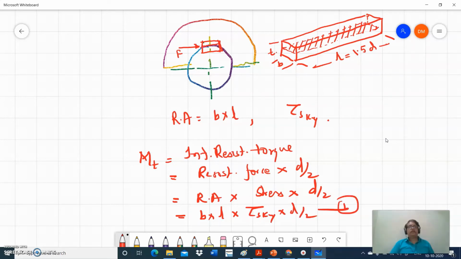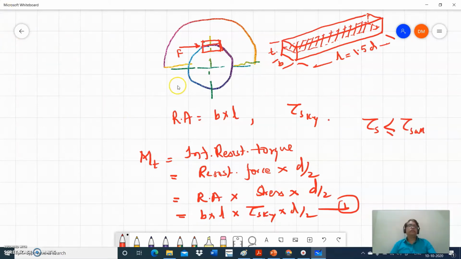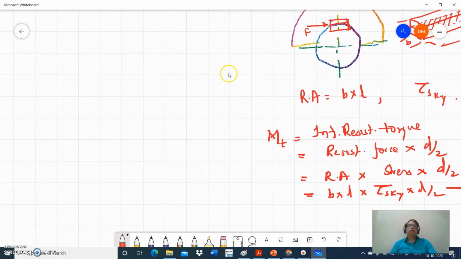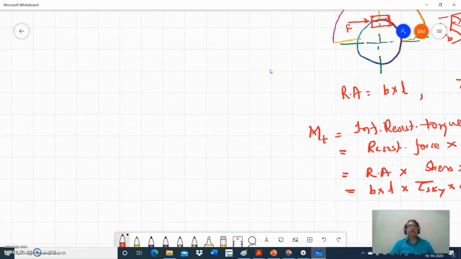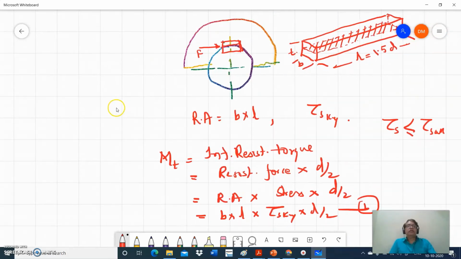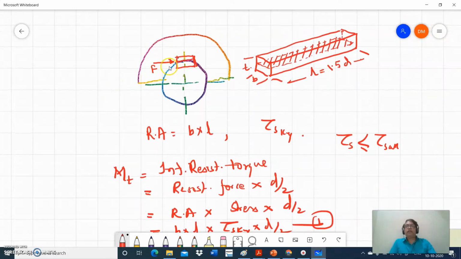From this, by substituting P and L, we can get tau s, which should come less than the allowable tau s. So this is based on shear, right? Similarly, based on crushing, see here, the force is applied at this point.